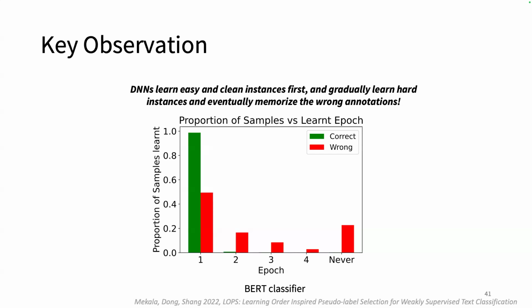So we noticed that deep neural networks learn easy and clean instances first, and gradually learn hard instances, and eventually memorize the wrong annotations. So we consider the New York Times dataset, and we plot the proportion of samples that are learned. When I say learned here, it's when it got the prediction correct the first time. At the end of each epoch, we get the predictions on the whole training data again, and we see whether it matches the training labels.